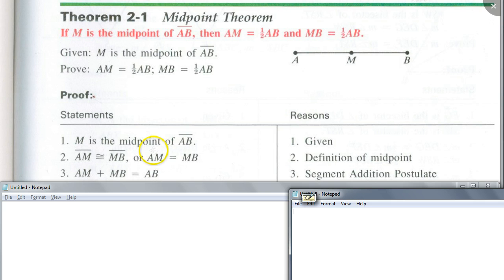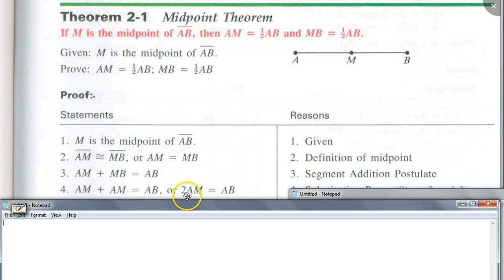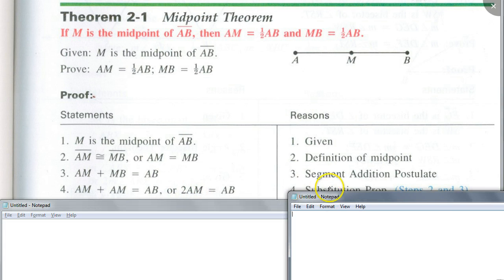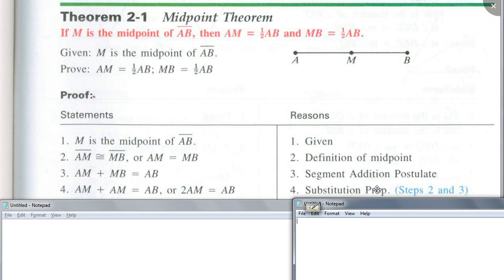Exactly. Look at the second step. Didn't we just say AM was equal to MB? Well, in place of MB, guess what we're going to substitute in? Not 2, but in place of MB, AM. And of course, when you add AM plus AM, don't you get 2AM? Yes? Okay. So what's the reason for the first step? Yes, sir? That's exactly right. Substitution property.